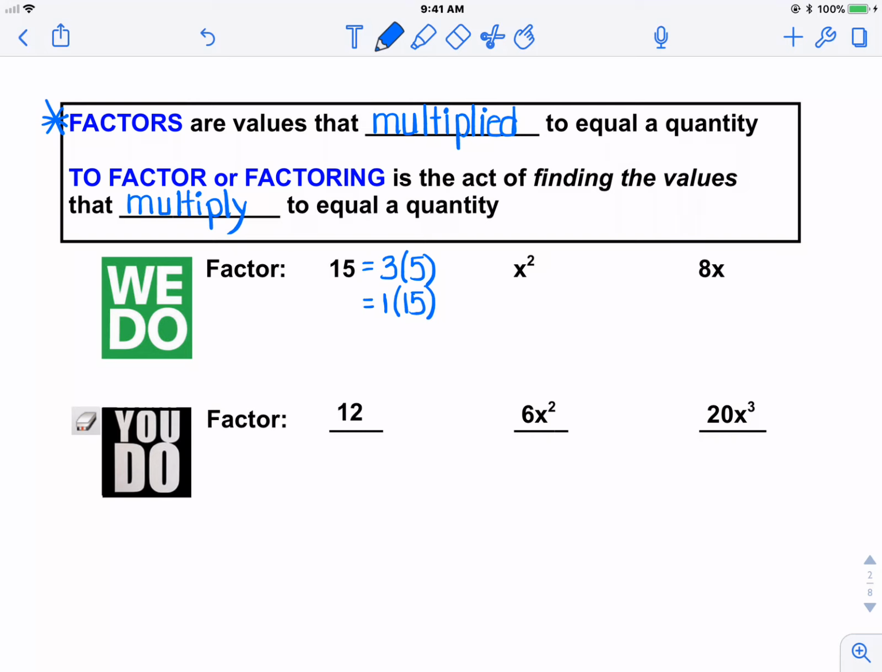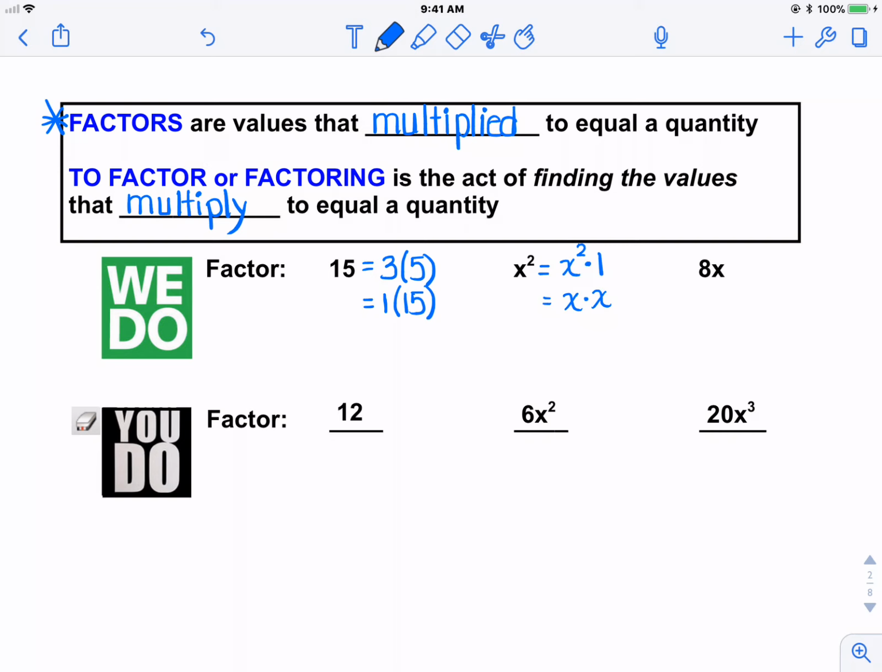X squared actually has quite a few factors. So x squared can be written as x squared times 1. So x squared and 1 are both factors of x squared. We could also write x squared, though, as x times x. So x squared has 3 factors, 1, x squared, and x. 3 things that can be involved in a multiplication problem and get to x squared.